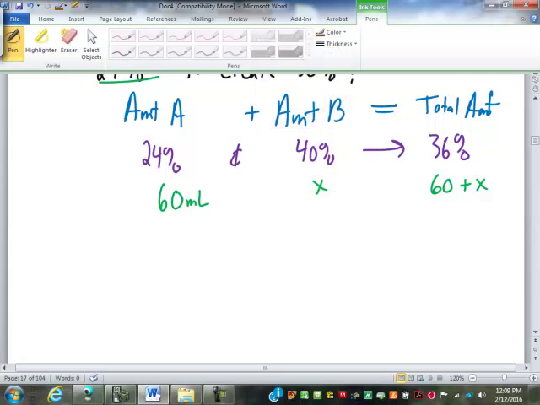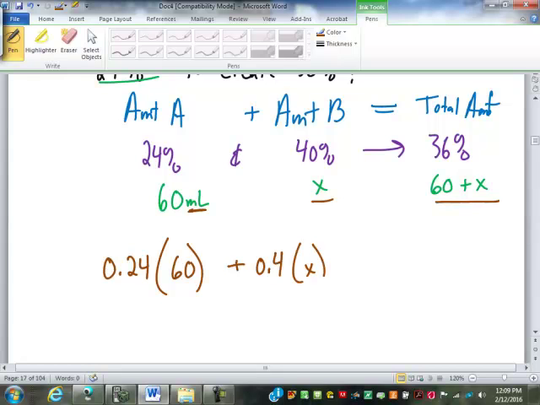So now we can write our formula. 24% will be a concentration of 0.24 times the volume of 60. Again, that's milliliters, so we're just going to assume all of this is going to be done in milliliters when we get our answer. Plus 40% is 0.40, or just 0.4, times X is its volume, and that has to equal 36%, which is 0.36 times, now instead of 60 plus X, I'm going to change that to be X plus 60, just because we're used to seeing it in that order a little bit more.